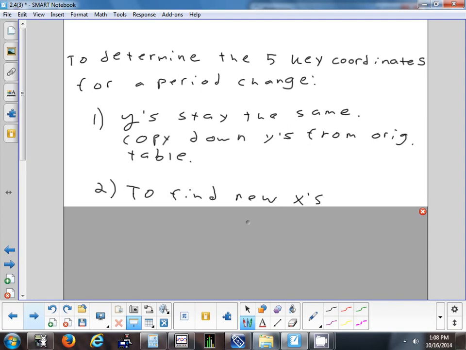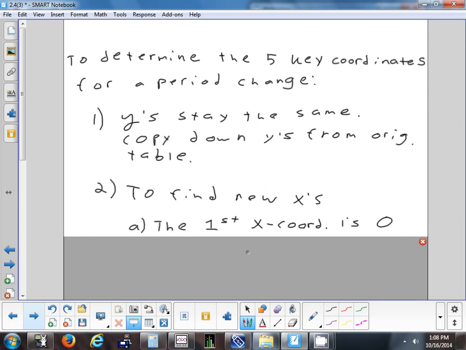Okay, we're going to do this a little differently than we've done the other ones. If you think about the original table for sine or for cosine, what's the first x value in either table? 0. Let's think about what happens if we stretch or compress 0. If you take 0 and you double it, that's like stretching it. Stays 0. What if you take 0 and compress it, take half of it? Still 0. So what happens is your first x coordinate is always 0.